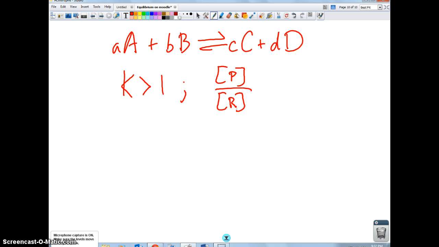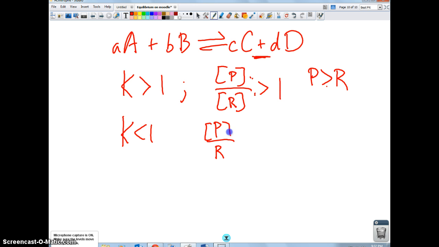So mathematically, if this value is going to be greater than 1, then there has to be more product than there is reactant. There's going to be more product in order to make this ratio, P over R, greater than 1. If K is less than 1, then the products are going to be less than the reactants, right? Because algebraically speaking, if this is less than 1, then the reactants are going to be greater than the products. Because in order to get a ratio where this fraction mathematically is less than 1, the ratio has to be more reactant, less product.